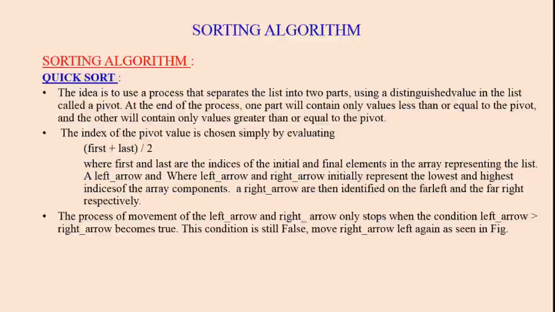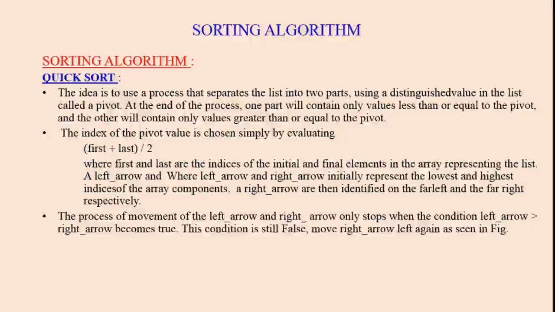The left arrow and the right arrow are then identified on the far left and the far right respectively. This is already shown in the figure, where the left arrow and the right arrow initially represent the lowest and the highest indices of the array components. Starting from there, the right arrow is moved left until a value less than or equal to the pivot is encountered. It is also shown in the figure. Similarly, the left arrow is moved right until a value greater than or equal to the pivot is encountered. Now the contents of the two array components are swapped, as can be seen in the above figure.